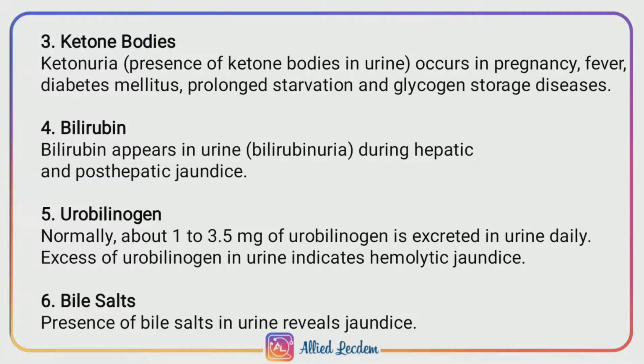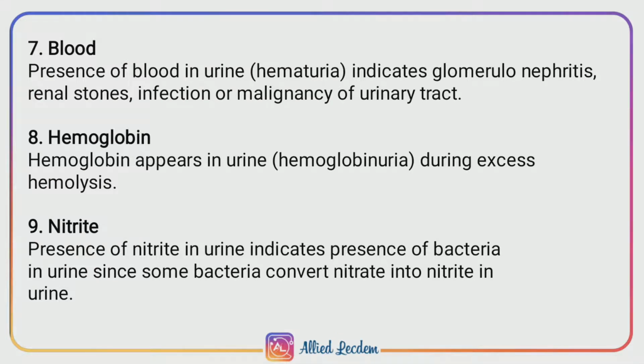Bilirubin. Bilirubin appears in urine during hepatic and post-hepatic jaundice. Urobilinogen. Normally about 1 to 3.5 mg of urobilinogen is excreted in urine daily. Excessive urobilinogen in urine indicates hemolytic jaundice. Bile salts. Presence of bile salts in urine reveals jaundice. Blood. Presence of blood in urine, that is hematuria, indicates glomerulonephritis, renal stone, infection or malignancy of urinary tract.